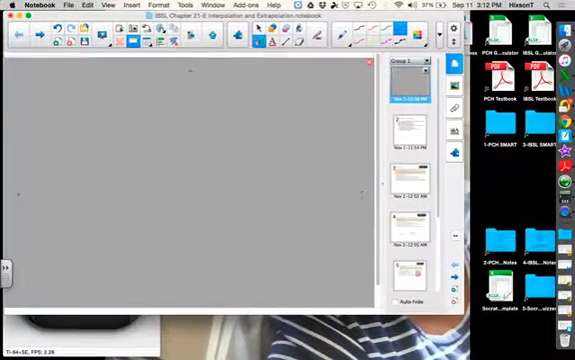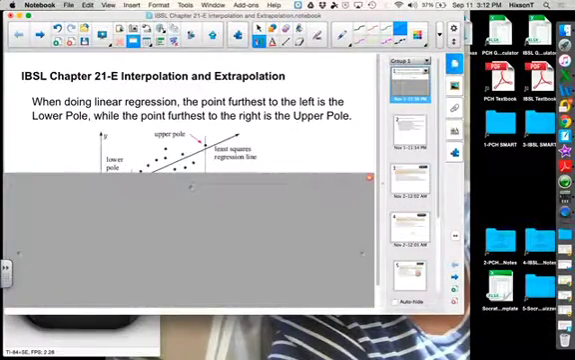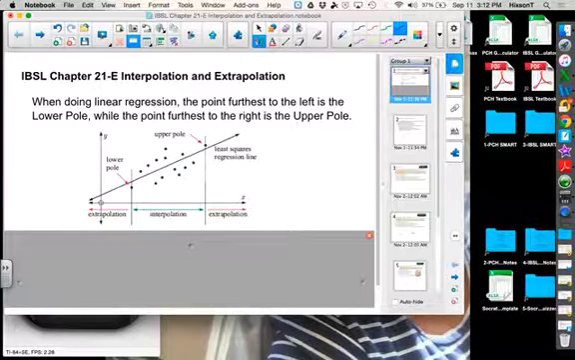And that is interpolation and extrapolation. Okay? Interpolation and extrapolation. This is the last section of this unit that we're going to look at.